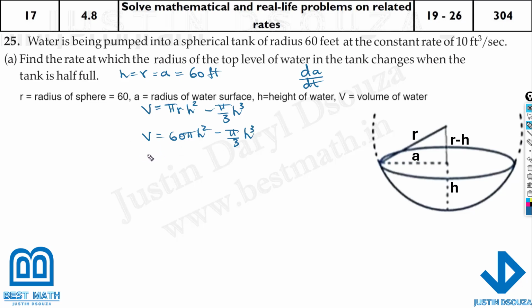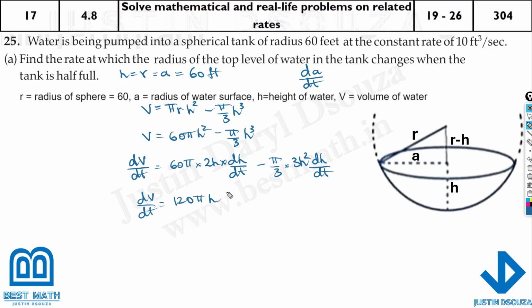Let me do implicit differentiation over here. It will be dV with respect to time, that is equal to 60 pi times 2h times, don't forget there is dh by dt, minus pi by 3 times 3 h squared dh by dt. Now let's simplify how much we can. dV by dt is equal to 60 times 2 is 120 pi h dh by dt. That minus, this cancels off 3 and 3, so you have pi h squared dh by dt.